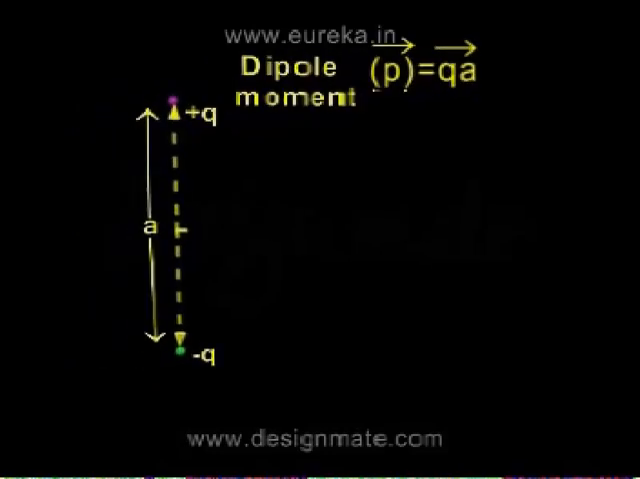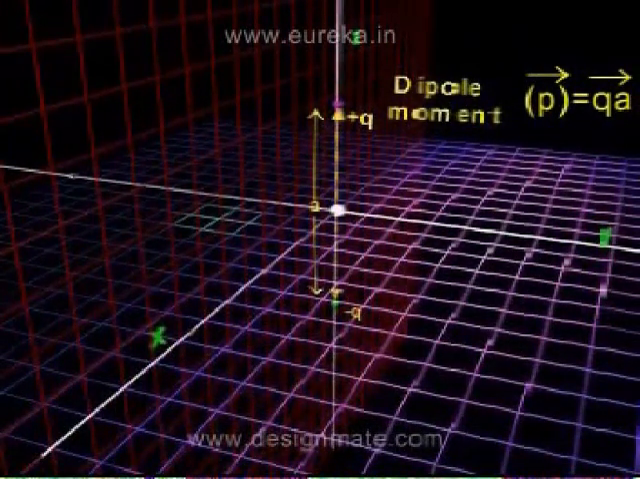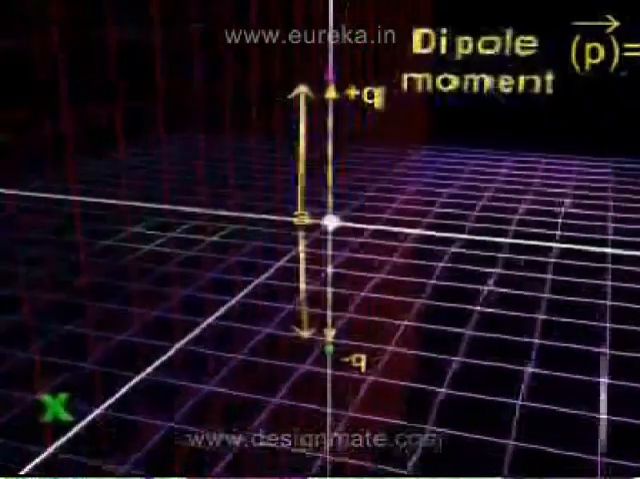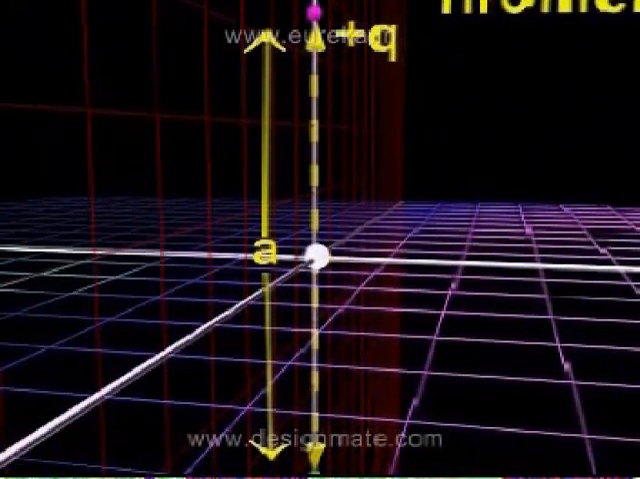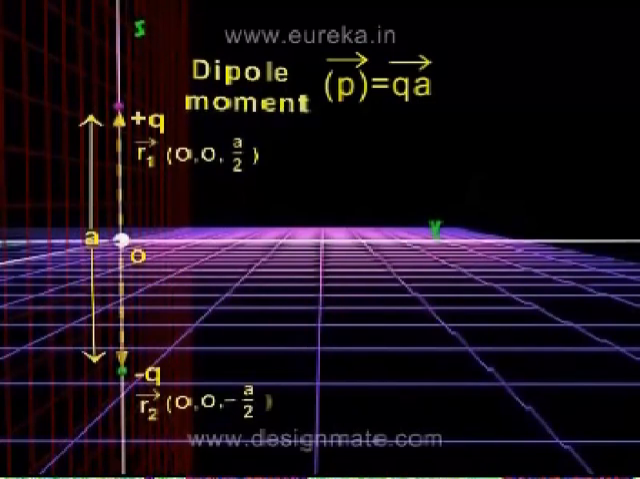To determine the field of an electric dipole, we arrange the Cartesian coordinate system in such a way that its z-axis coincides with the dipole and the midpoint of the dipole coincides with the origin. In such a situation, the position vector of charge plus q is vector r1 = (0, 0, a/2), and the position vector of charge minus q is vector r2 = (0, 0, minus a/2).